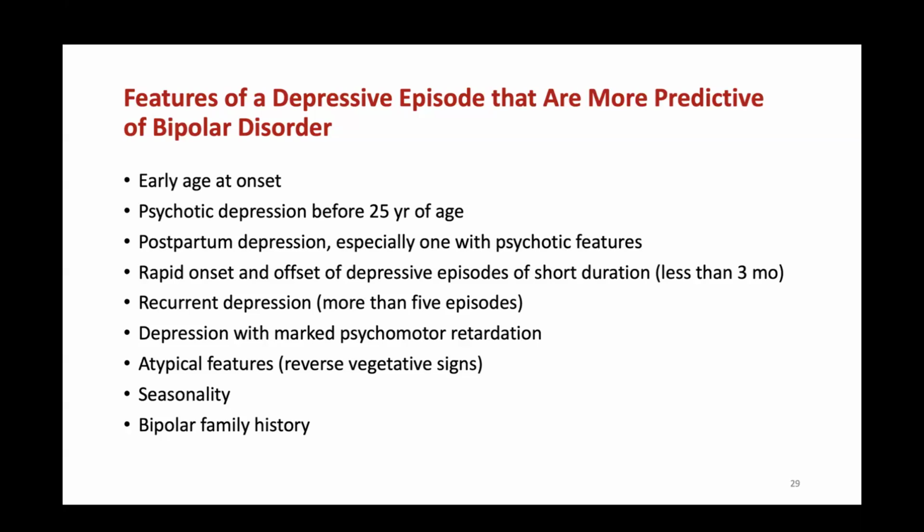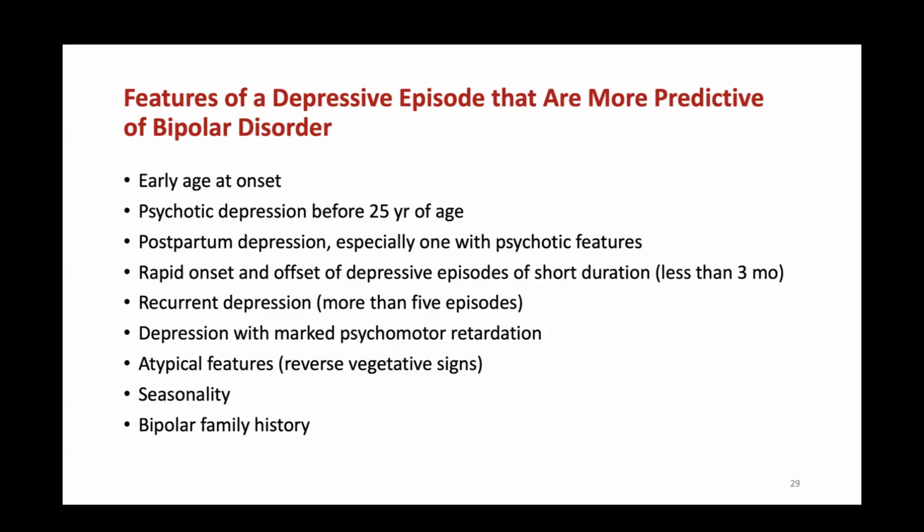Rapid onset and offset of depressive episodes of short duration. Now the depressive episode comes and walks away fast. Less than 3 months, think that it might be a bipolar depression. Recurrent depression, which I was talking about, more than 5 episodes. Depression with marked psychomotor retardation. One is a psychotic depression, one is a postpartum depression with psychotic features. Another is a depression with gross psychomotor retardation. Okay, we understand that a depression will have psychomotor slowing, thoughts slow down, actions slow down, words slow down. But when it is almost like a catatonia, think about this.